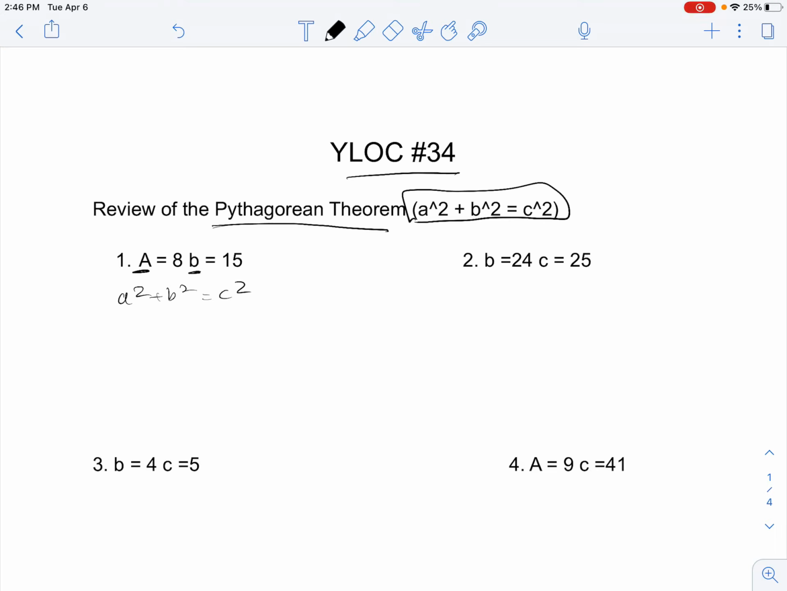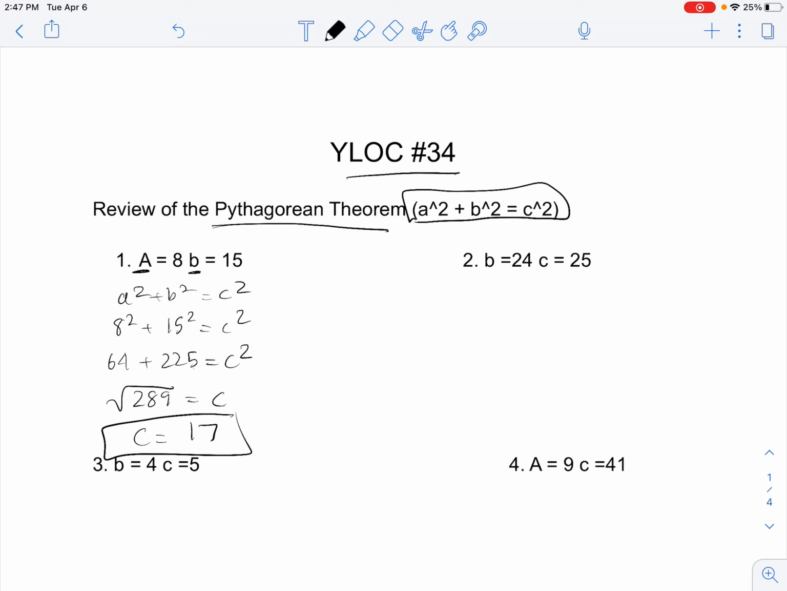Now, if we input the values, we get 8 squared plus 15 squared is equal to c squared. Now, 8 squared is 64, and 15 squared is 225, equals c squared. Now, if we add these two numbers together, we get 289, and we have to square root both sides, and we get the square root of 289. Then, if you find out what the square root of 289 is, well, that's just 17. So c is equal to 17.